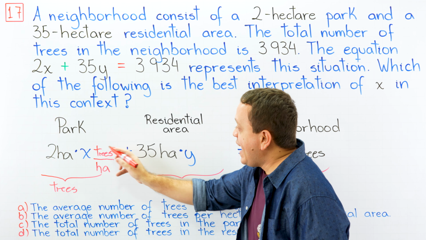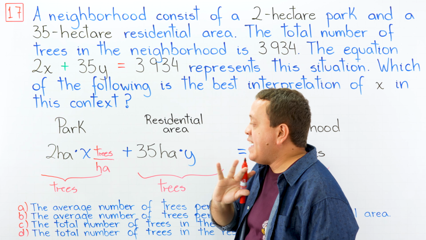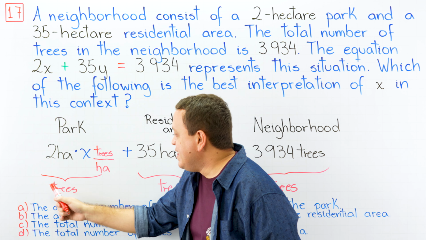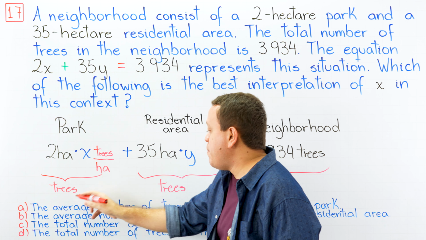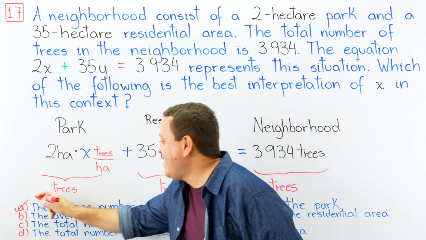X is the number of trees per hectare in the park. X doesn't have any other choice. It must be the choice A. X is the average number of trees per hectare in the park. The choice A is the correct answer.